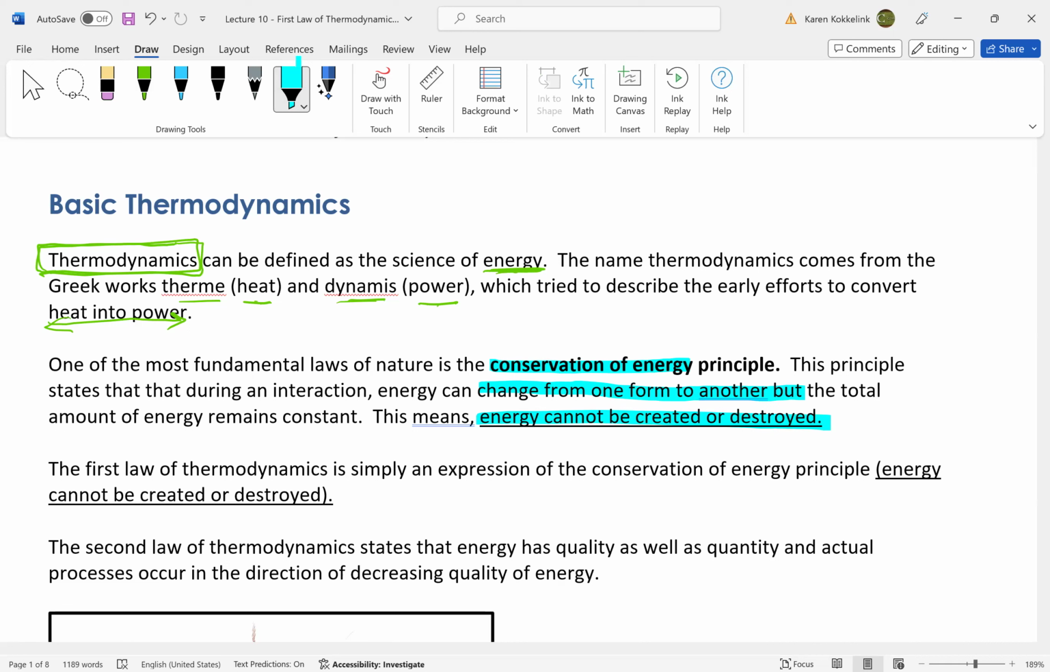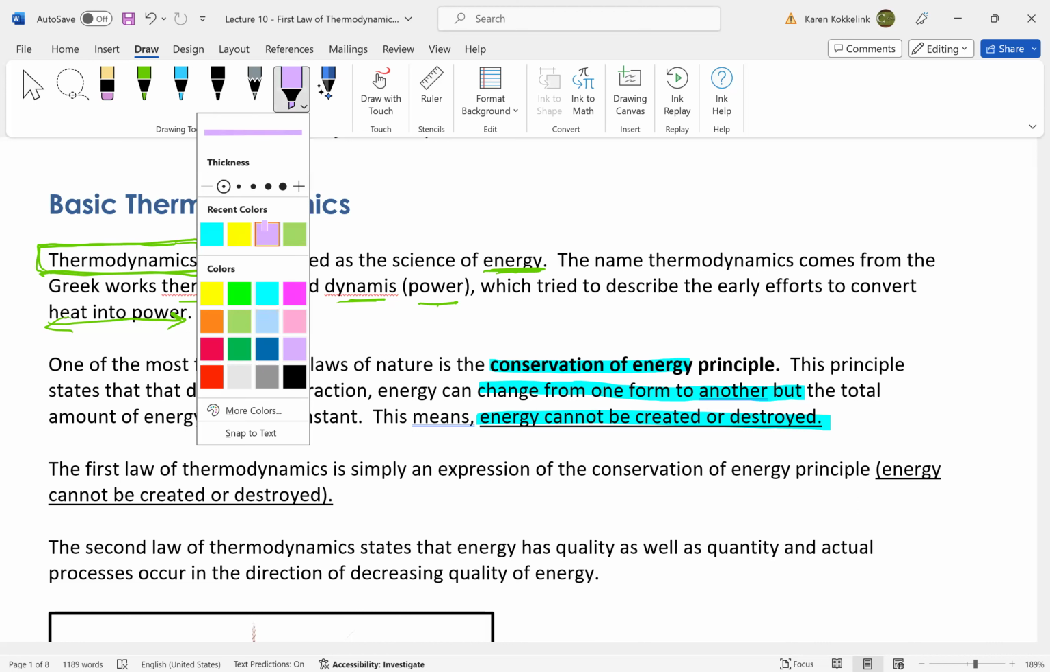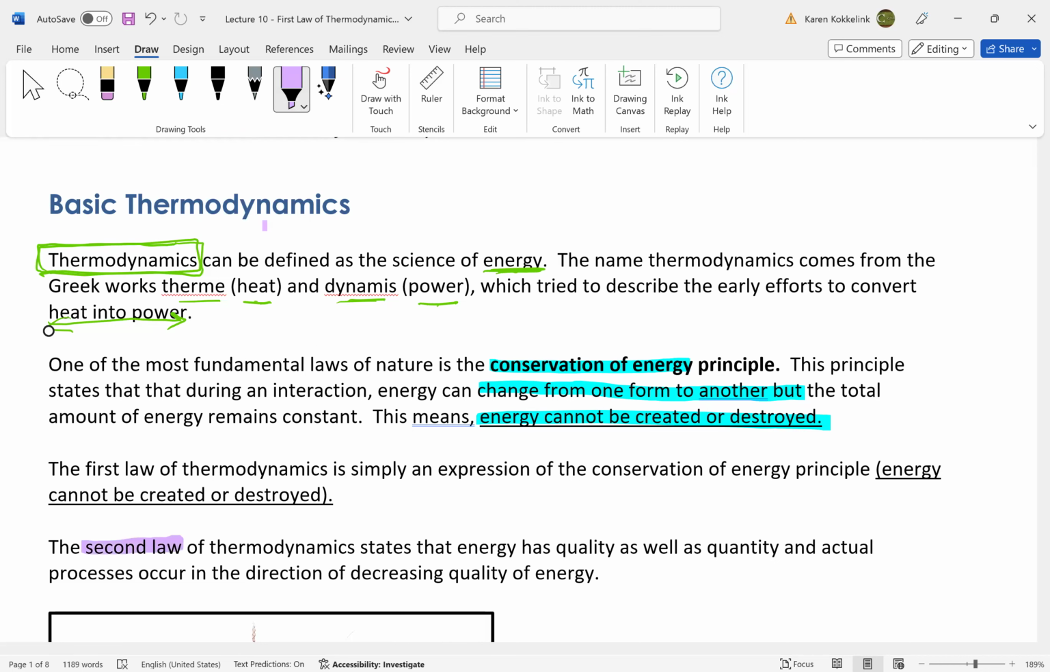The first law of thermodynamics is an expression of that conservation of energy principle, which is just energy cannot be created or destroyed. The second law of thermodynamics is a little bit less known, and it deals with the quality of that energy. The second law says that energy has a quality, and this process always occurs in the direction of decreasing quality of energy.